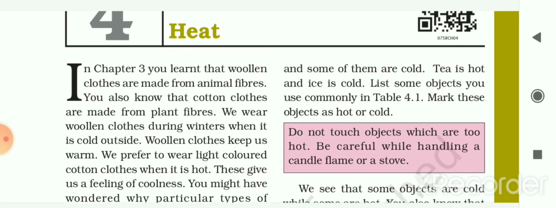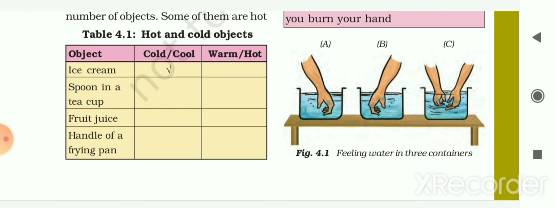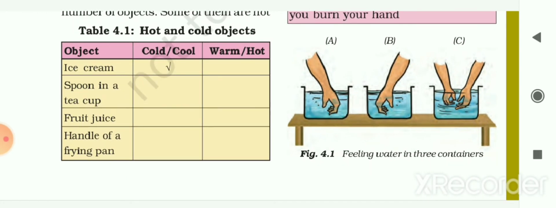So let me see Table 4.1. Here it is given to you. The object names are given to you. You have to tick mark whether the object is hot or cold. The first object is ice cream. For that, the answer is given to you. It is cold, so the tick mark is there.